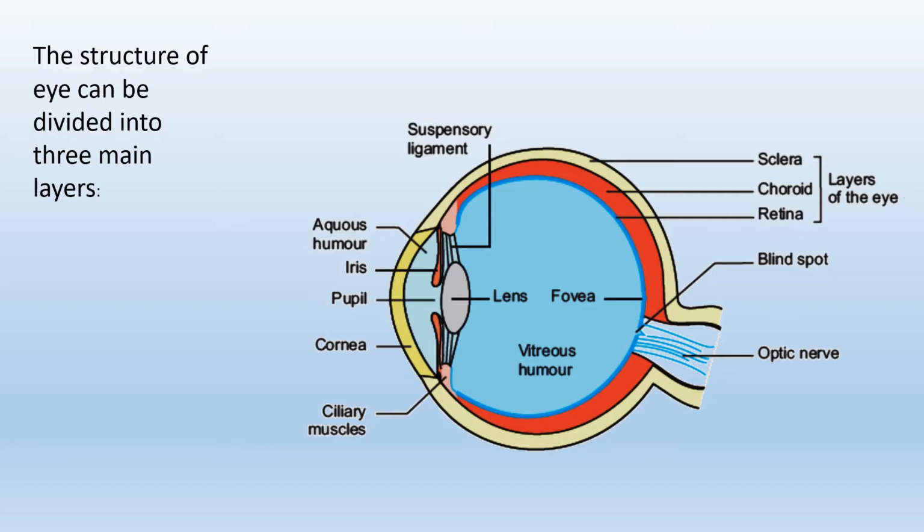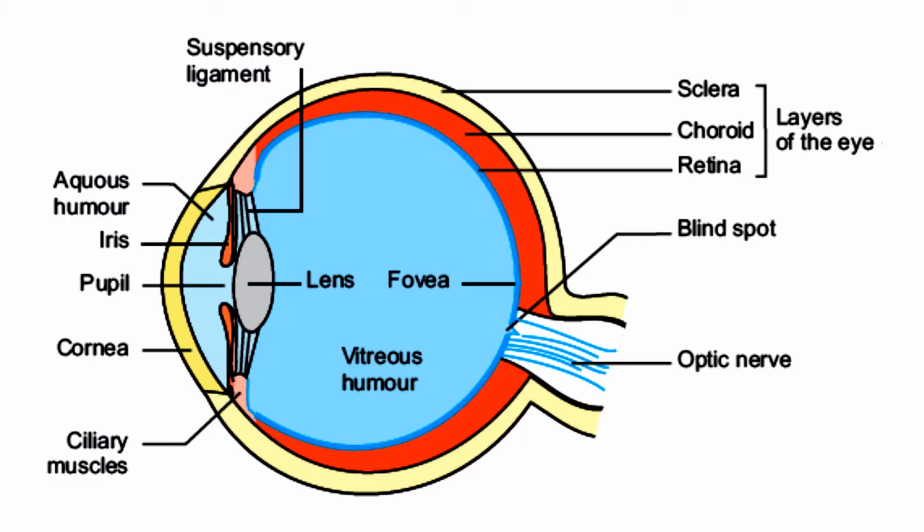Let's study the internal structure of eye. It can be divided into 3 main layers, that is sclera or sclerotic coat, this one, choroid, the middle one, and the innermost layer is retina. We will discuss these layers one by one. The outer layer of eyeball consists of sclera and cornea. Sclera gives eye most of its white color. It consists of dense connective tissue and protects the inner components of eye and maintains its shape.